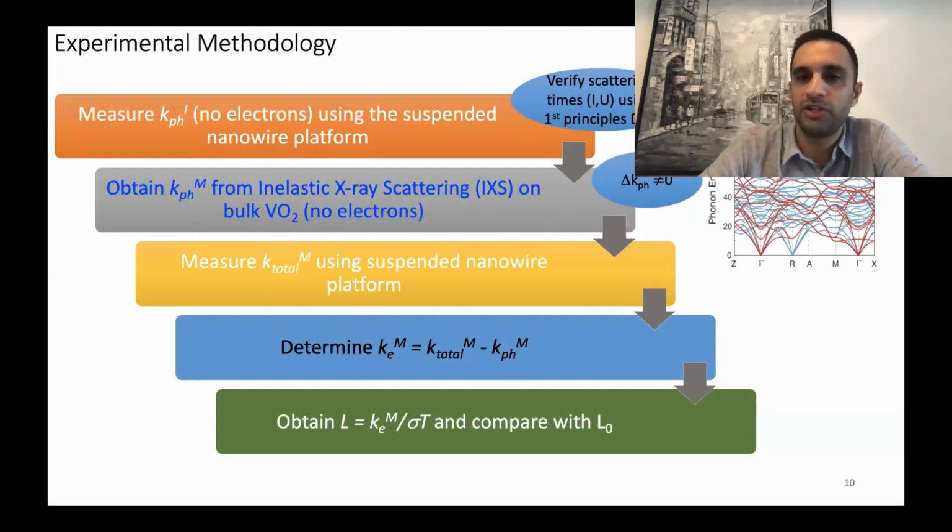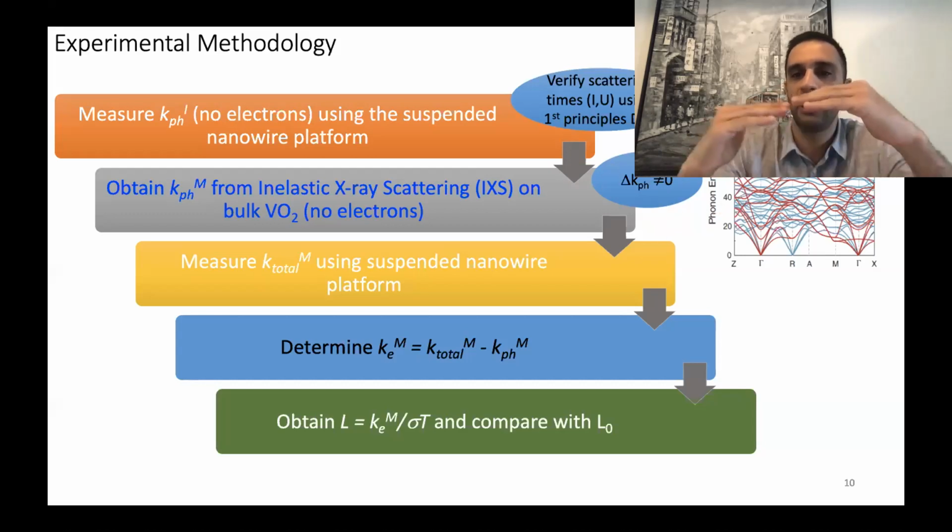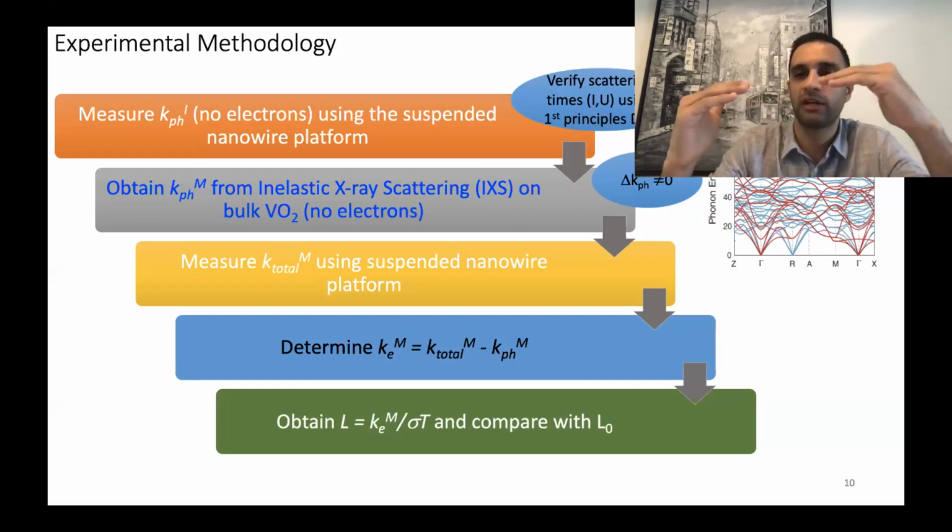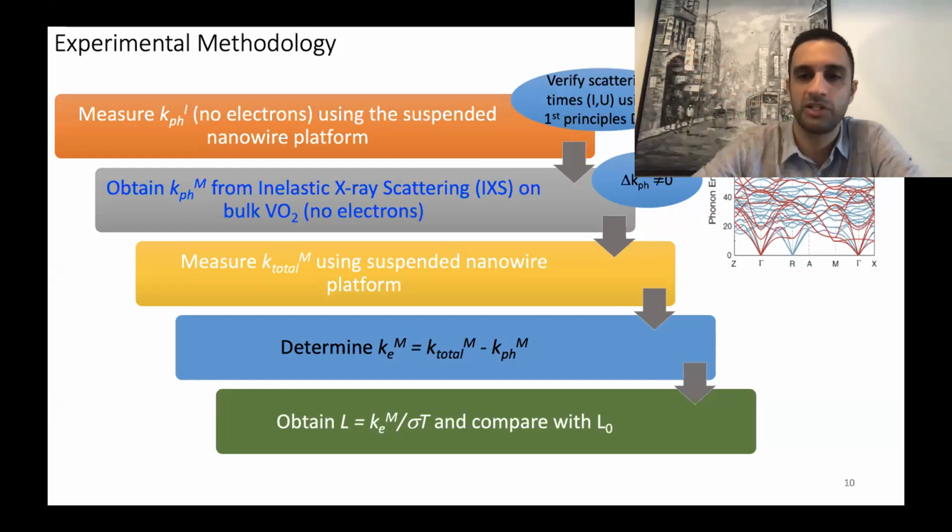And for this, you need to do very careful first principles DFT. For those working in DFT, you can imagine that's quite a challenge because you need to look at the correlation terms as well. VO2 is not an easy material to do the DFT on. But we did all that work because we cannot assume that when the structure changes from monoclinic to rutile, the phonon conductivity does not change, because the symmetry of the crystal is changing.